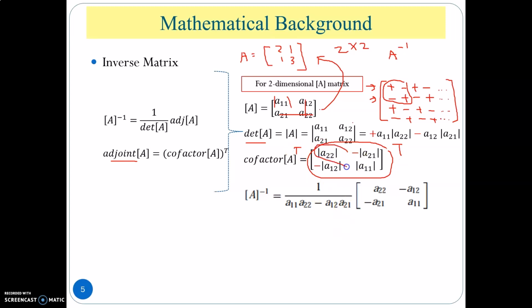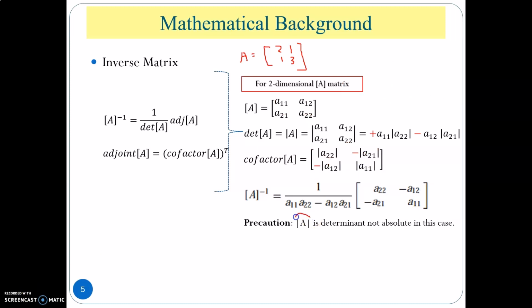And when you take the transpose, the diagonal term should remain the same. Then you switch the element Aij to Aji, and the element Aji to Aij. So for example, this term here, you switch to this position, you obtain negative A21 here. And for this element, negative A12, you switch to the top to be this element. So this is the adjoint answer.